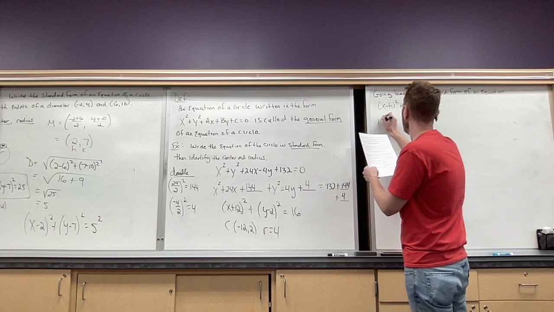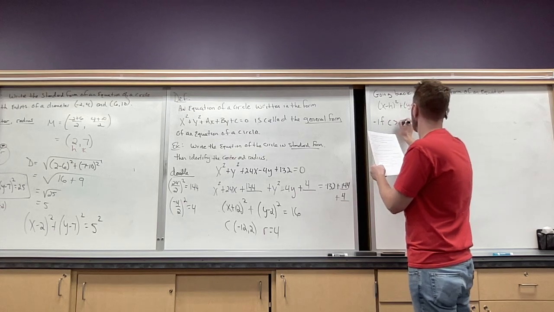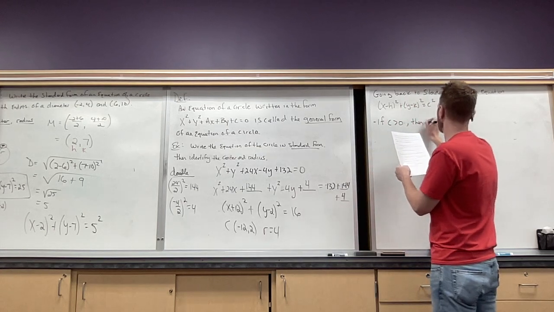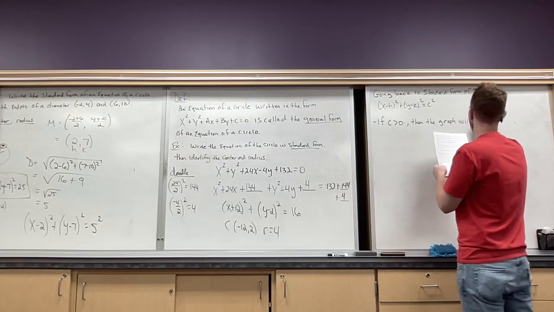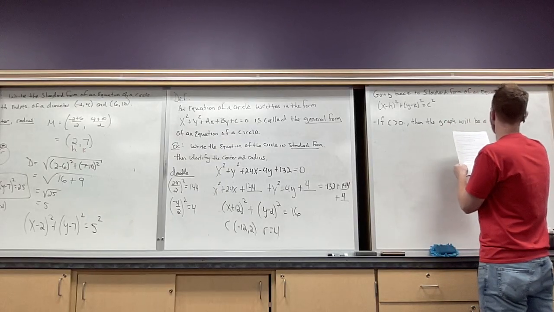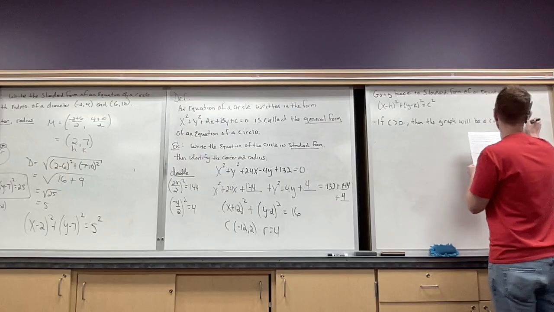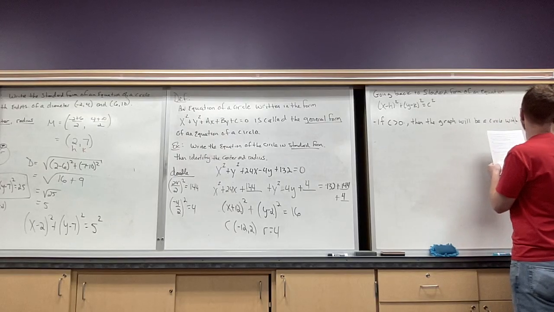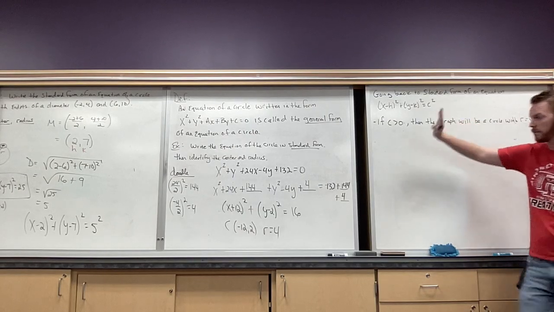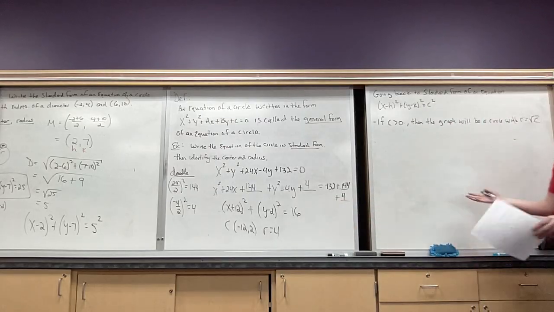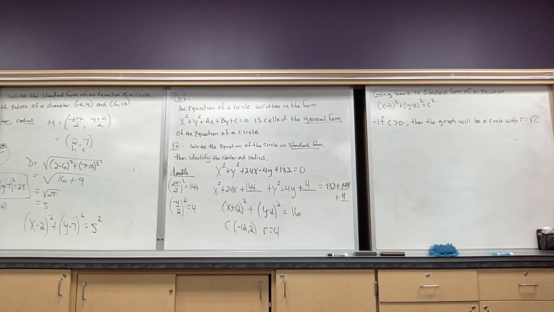So if C is greater than 0, then the graph will be a circle with radius, let me just abbreviate, there you go, where the radius is the square root of C. So that's the normal case. This is a positive number, just like we saw down there. We got a circle, we're good to go.